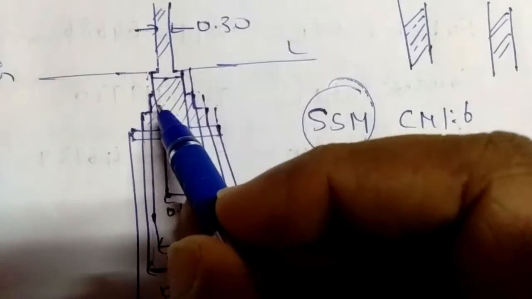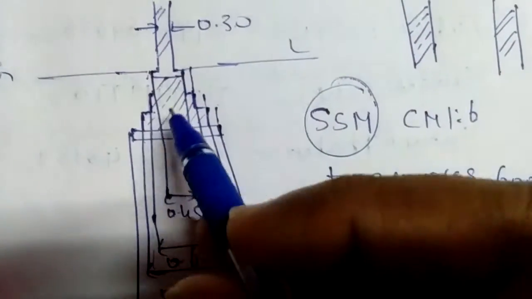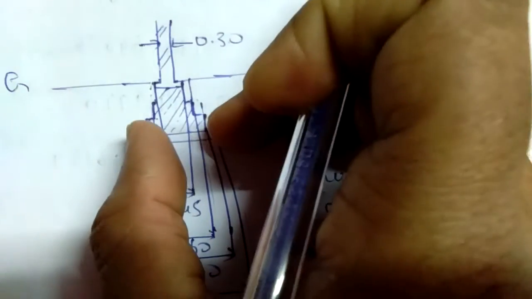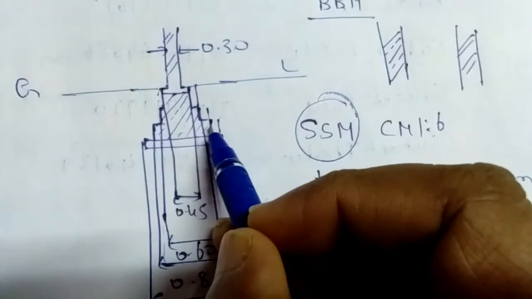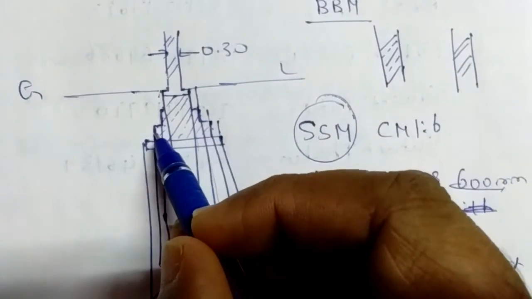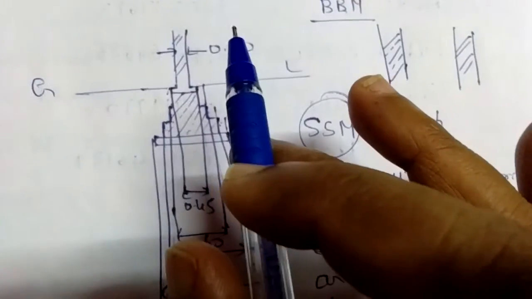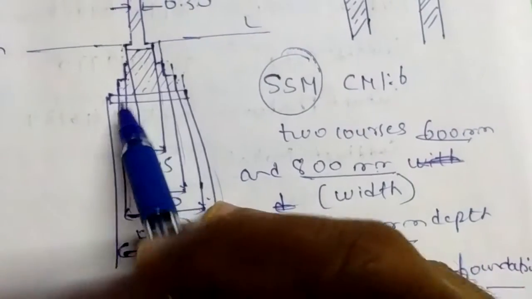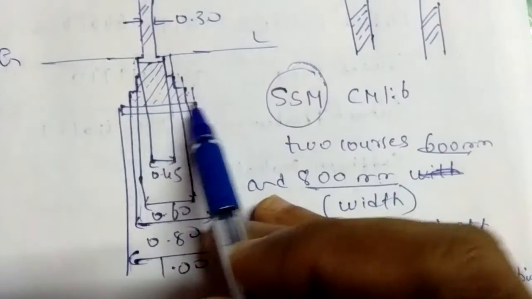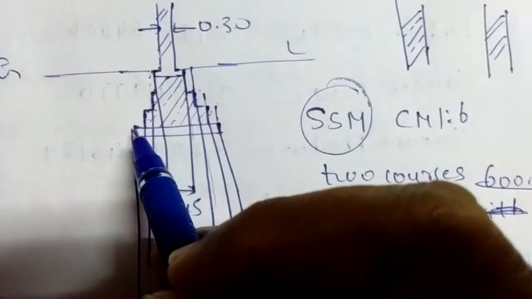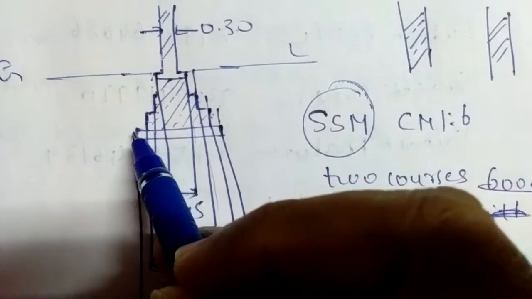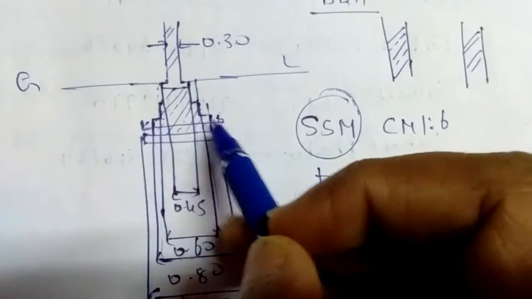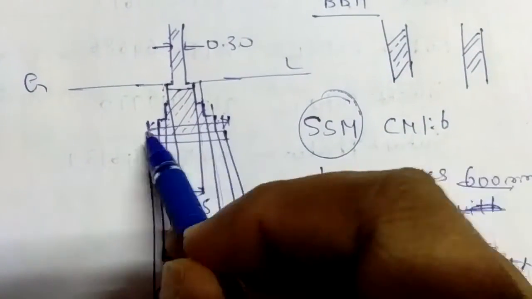Here you can see this line and this line. This is 600 mm width, and this is 800 mm width. This is the first course and this is the second course of the size stone masonry. That is what I meant. What they have given is that the foundation is 1000 mm wide. Foundation 1000 mm wide means the last one, this concrete bed, from here to here, this is 1000 mm.